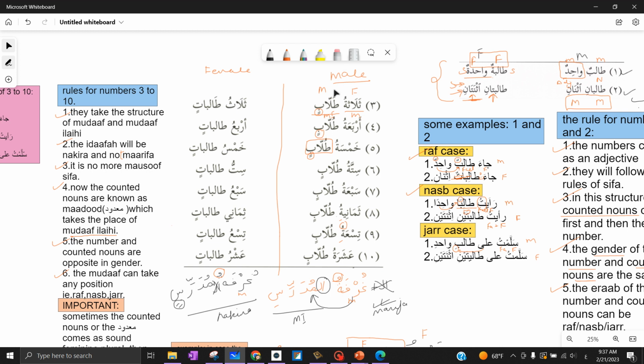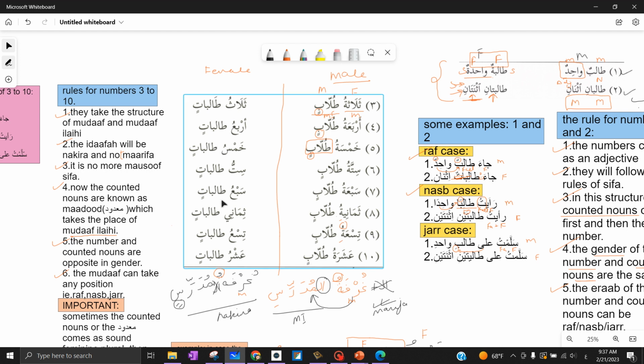So in this column, this is for male. Why? Because the counted nouns are all for male. So you can see ثلاثة طلاب, أربعة طلاب, خمسة, ستة, سبعة. What about ثمانية? You should keep this in mind. ثمانية طلاب, تسعة طلاب, عشرة طلاب.